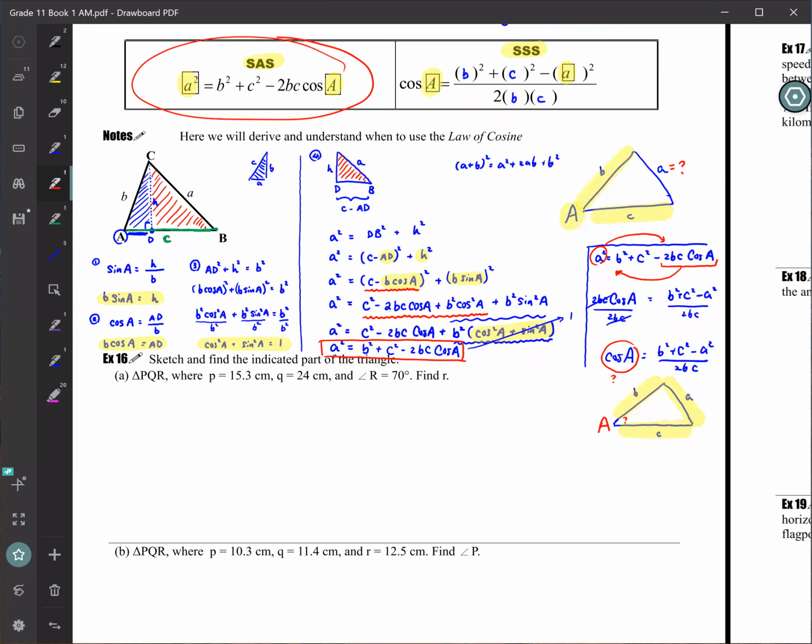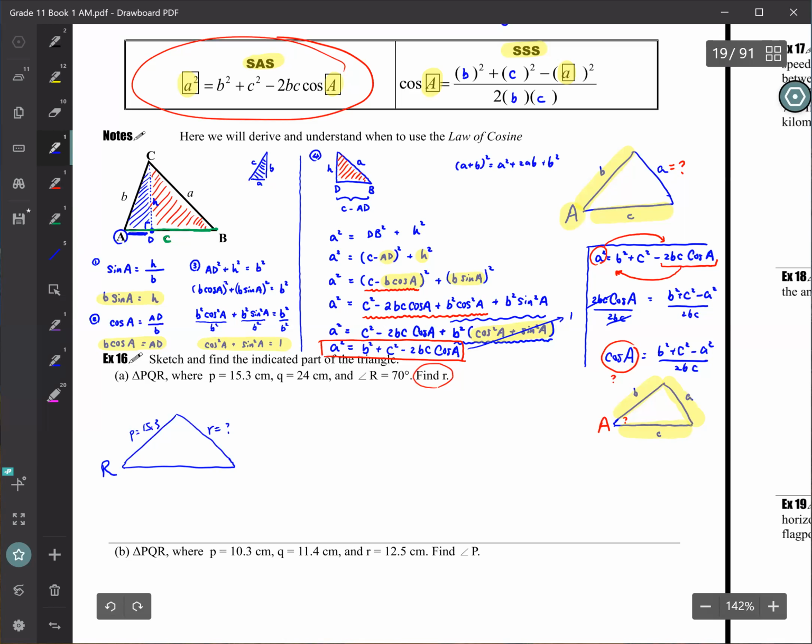Here we have triangle PQR. Let's draw it out. We want to find side R. We'll draw the same way that we learned in the picture up there. The missing side R, we'll put it here. This is the missing one, so across from it is the angle R, which should be the given. The other two sides you can put anywhere. You can put P up here or down there. It doesn't matter.